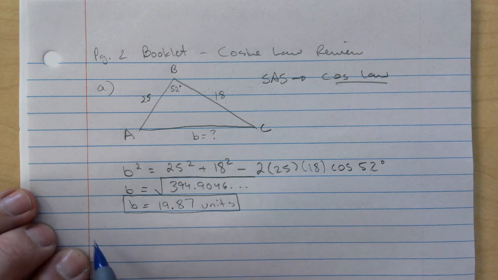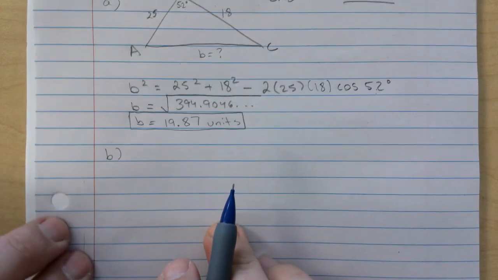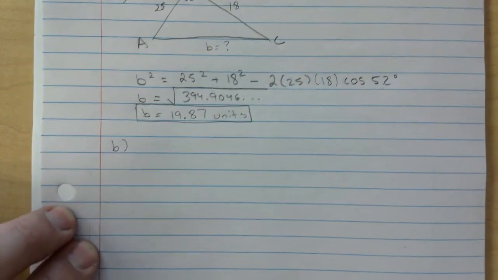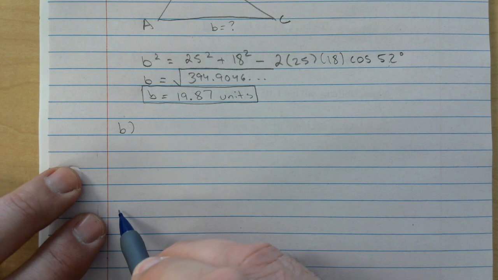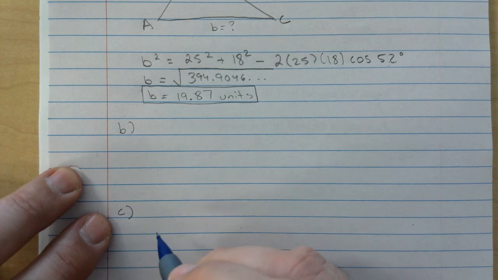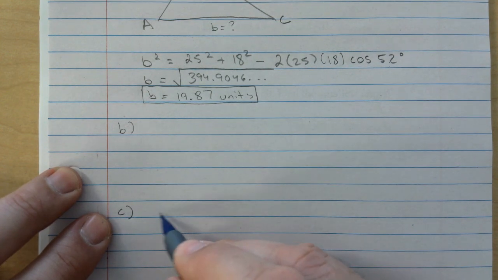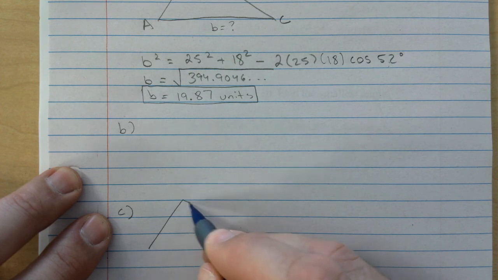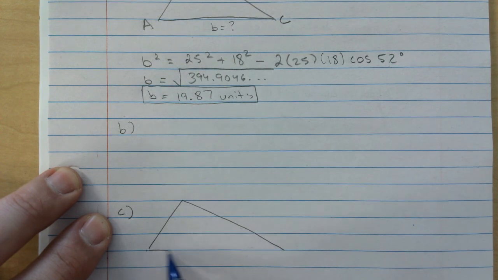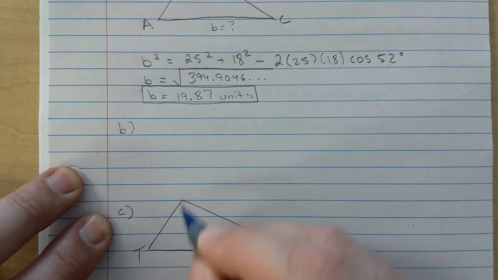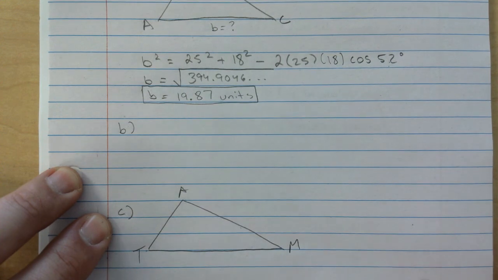C, we'll skip B for now. Maybe just leave a spot here for B. But I just wanted to review before I do more word problems. Like, do you even know how to do this, right? So C, triangle TAM, right? So you just do that again. You need to draw it out, right? It's important to do this correctly.